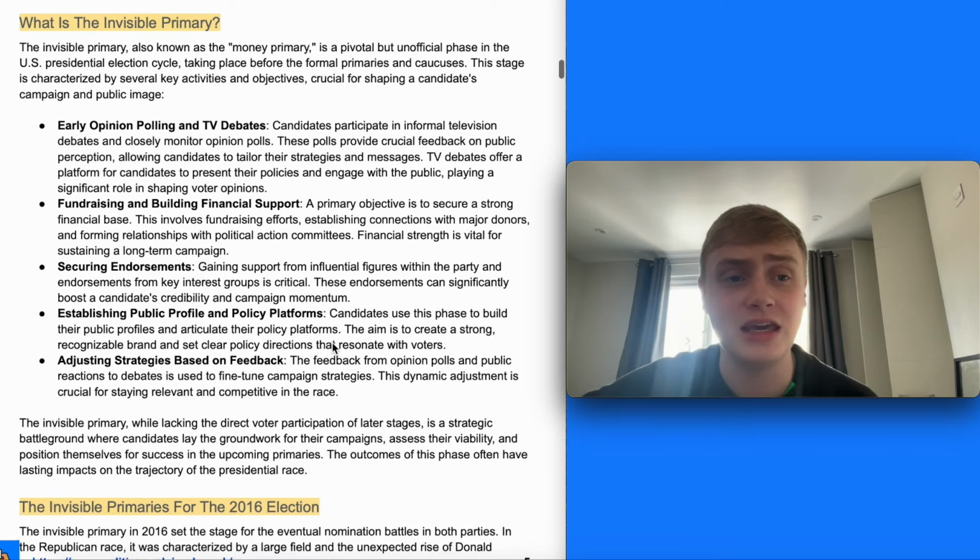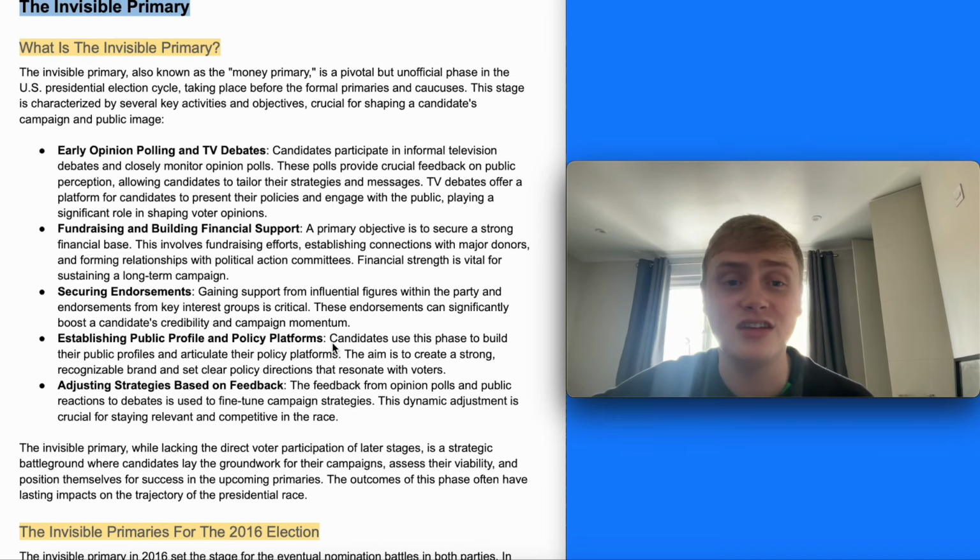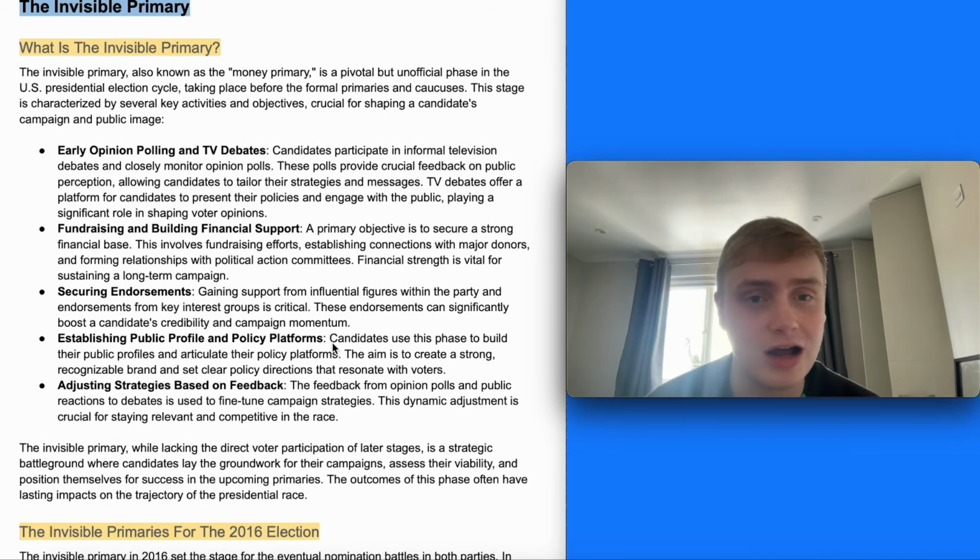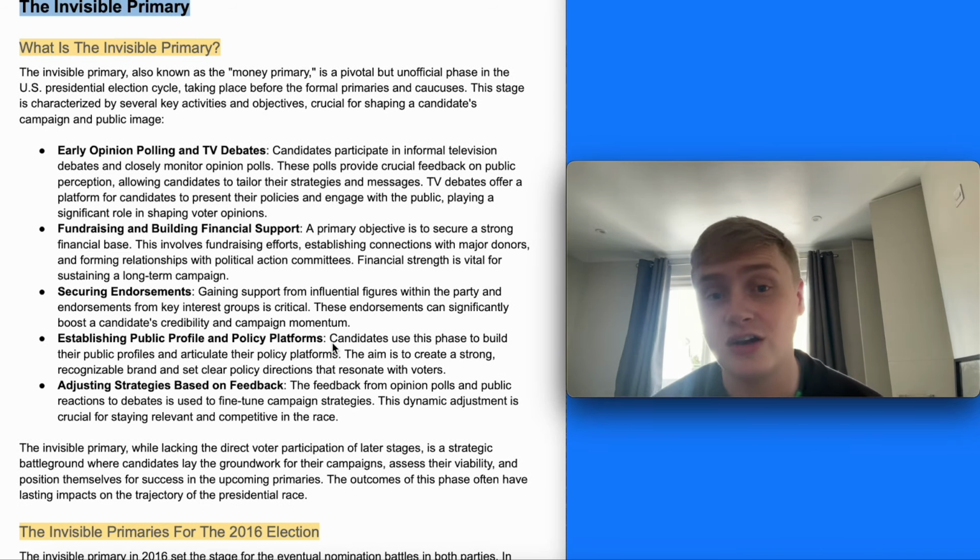So in terms of key parts, you have early opinion polling and TV debates between different candidates for the Democrats or Republicans to decide who would be the most effective. And polls provide crucial feedback on public perception, allowing candidates to tailor their strategies and messages, or potentially, if they realise they have very little support, to drop out of the race.